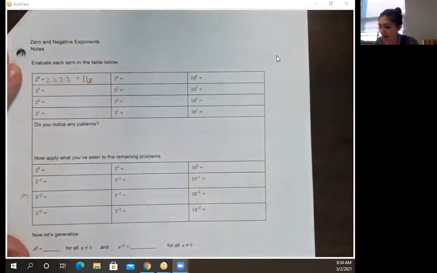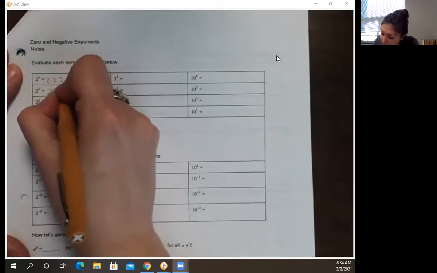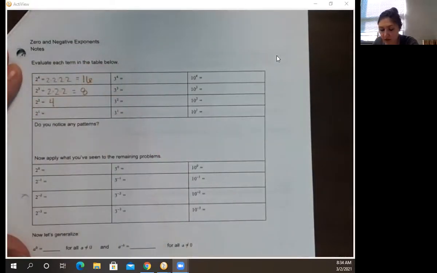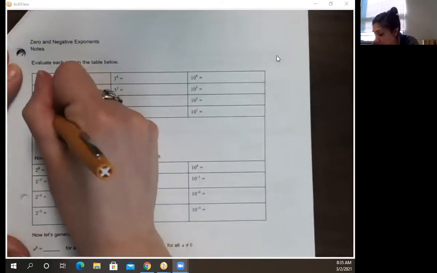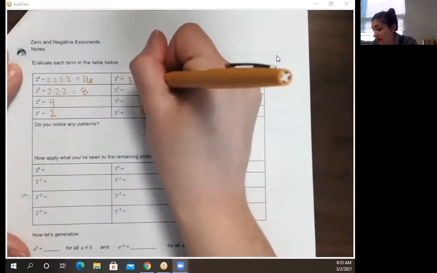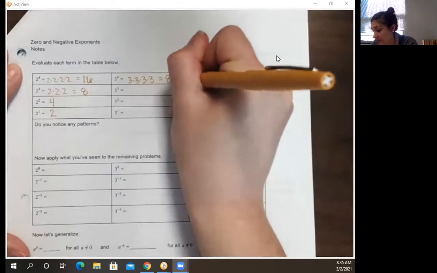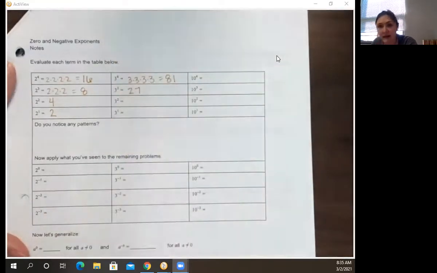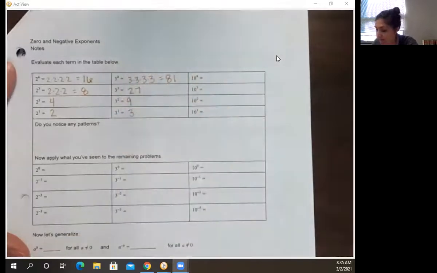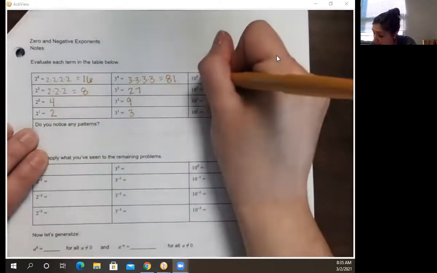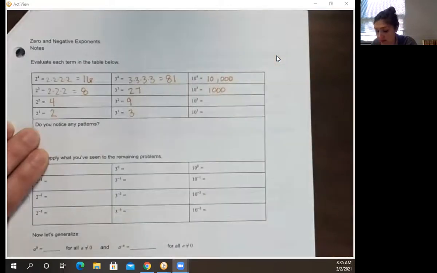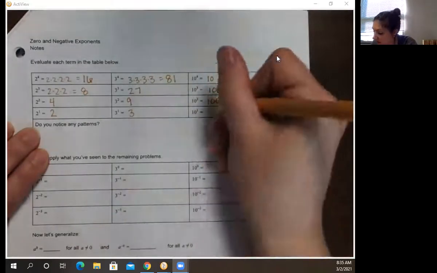That would give me 16. 2 cubed means 2 times 2 times 2, which would be 8. 2 squared we know is 4. 2 to the first power is just 2. 3 to the fourth would be 3 times 3 times 3 times 3, or 81. 3 cubed, we saw a couple times on our last practice set, that's 27. 3 squared is 9, and 3 to the first is 3. 10 to the fourth power would be 10,000. 10 cubed would be 1,000. 10 squared we know is 100. And 10 to the first is 10.